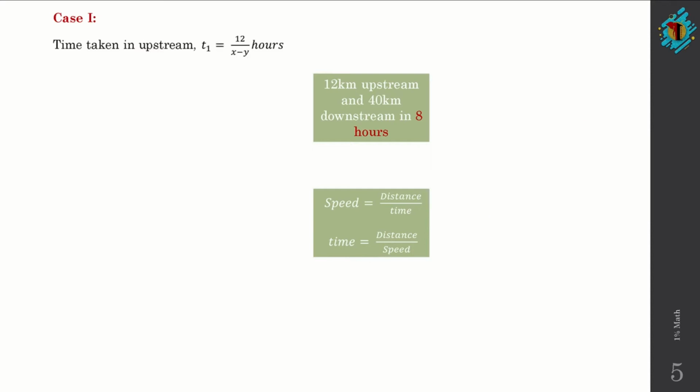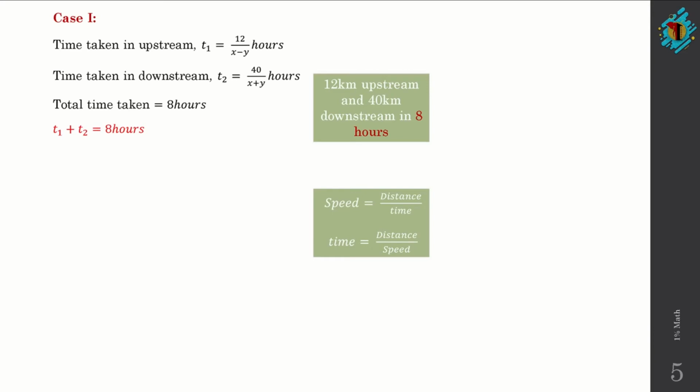So time taken in upstream will be T1, which is 12 by x minus y hours. So 12 is the distance traveled and x minus y is the speed. In the same way, time taken in downstream, what happens? It is 40 km downstream and the speed is x plus y. So according to the formula, time is equal to distance by speed. Therefore T2 becomes 40 by x plus y. We know that the total time taken in this case is 8 hours. That means T1 plus T2 is equal to 8 hours.